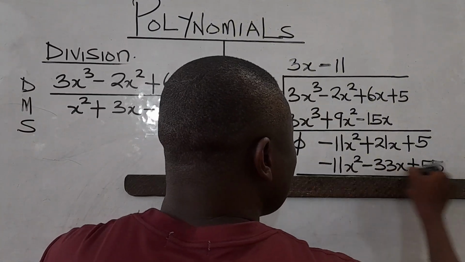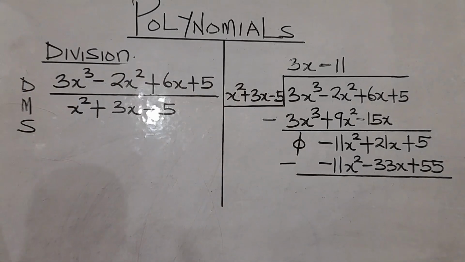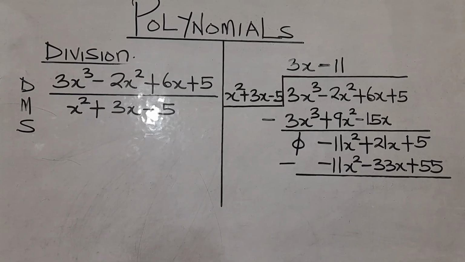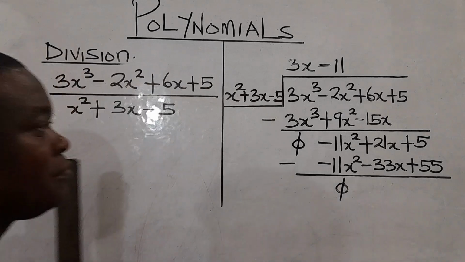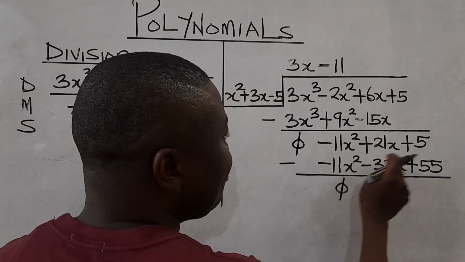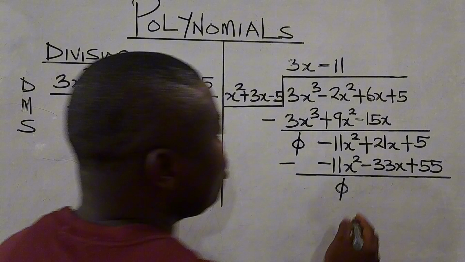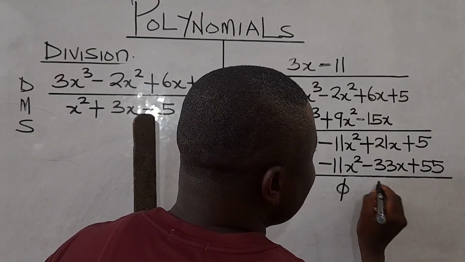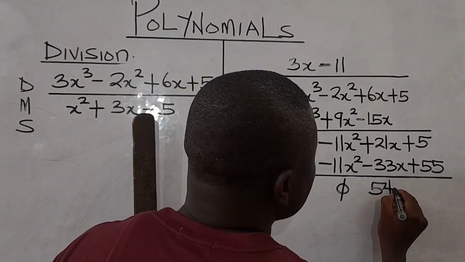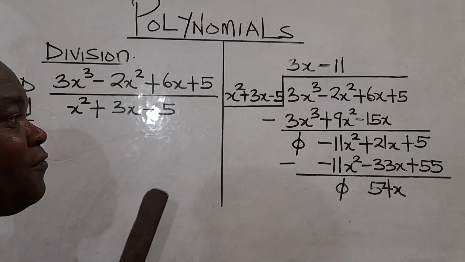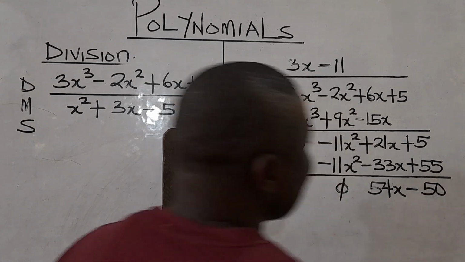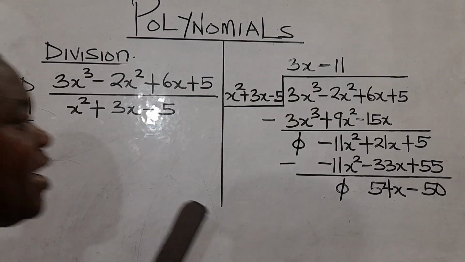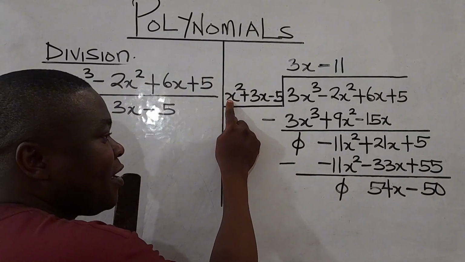We have done the second part by multiplying. Now we are drawing our line to subtract. We are now subtracting for the second part. So when you subtract this, you have what? 0. 21 minus 33, which is 21 plus 33, which is 54x, and 5 minus 55 is minus 50. Now notice the power here is smaller than the highest power here, so we stop.